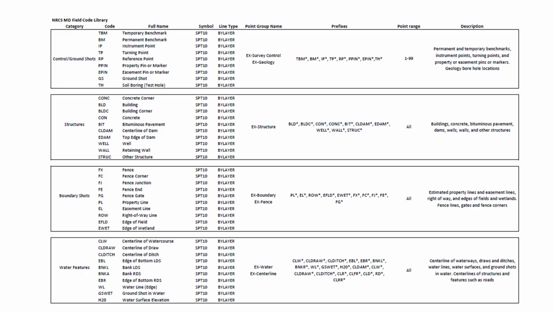This is just a breakdown of all the different groups that are on the templates. So we have different categories, and shown here you'll see on the categories that we have the category, the code, the full name, a symbol that's associated with that, the line type, point group name, prefixes that are associated with that, and also the point range, and just a little description of the actual point group.